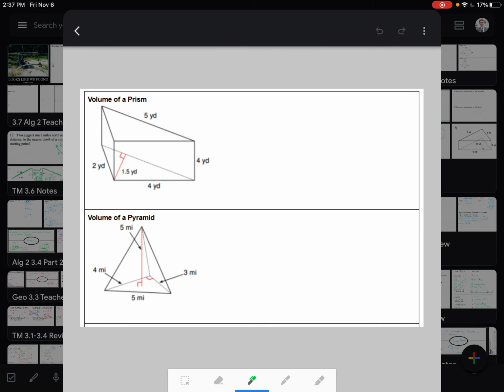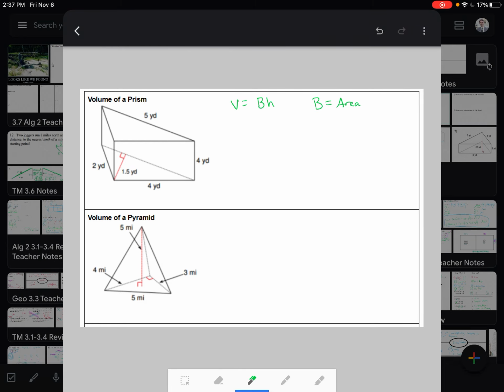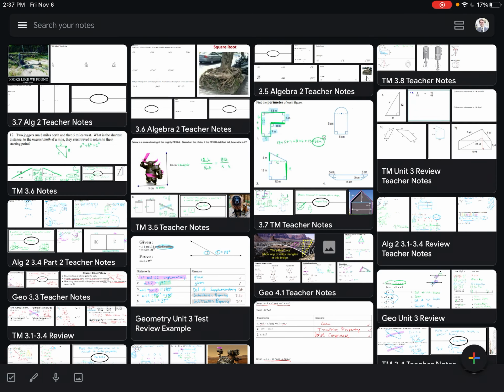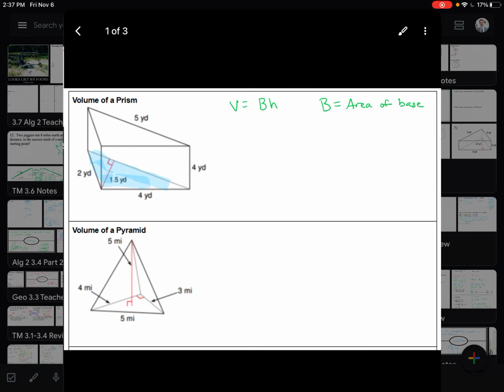So we're actually going to start off with prisms. And we define the volume of a prism, and this is any prism, rectangular, triangular, any of the above, as the area of the base times the height. So it's B times h, where B equals the area of the base. So for a prism specifically, the base isn't necessarily what's on the bottom. It's the shape that you can trace evenly up and down. So here we have a triangle. We can trace that triangle up and down, straight up and straight down. And because of that, that is the base.